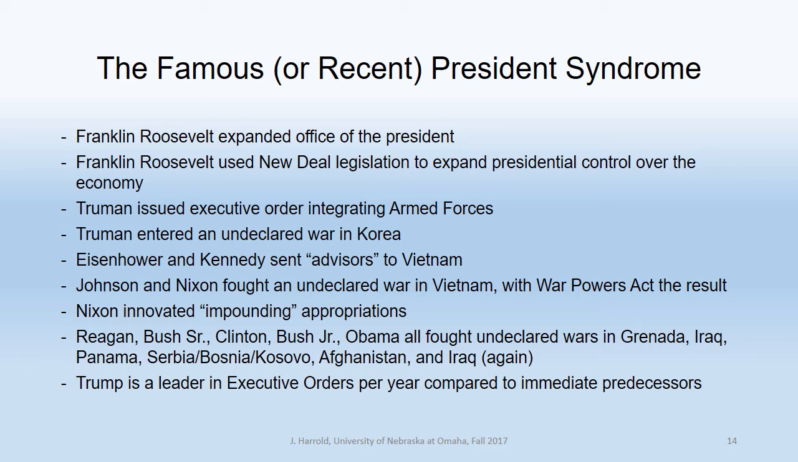Eisenhower and Kennedy sent advisors to Vietnam. This is after Truman had fought an undeclared war in Korea. And these advisors, of course, later bloomed into a full-fledged military force in Vietnam. Presidents Johnson and Nixon continued to fight an undeclared war in Vietnam. At the end of that, Congress passed the War Powers Act to limit the war-making power of the president. President Nixon innovated this idea of impounding appropriations, and Congress passed a law in 1974, again, to try to stop the president from doing that.